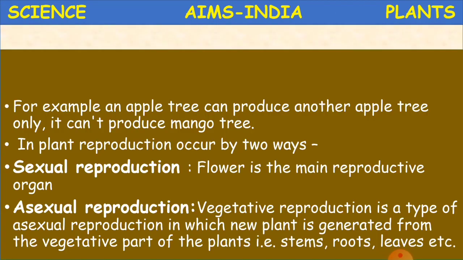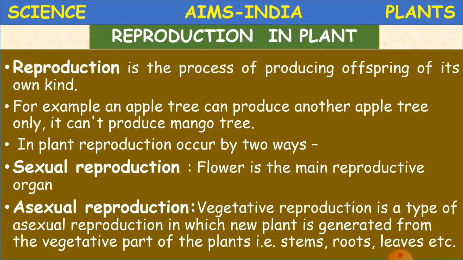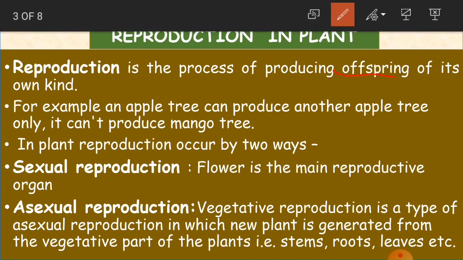Now we'll see the remaining plants, that is about reproduction. Reproduction in plants. How does reproduction take place in a plant? Reproduction takes place in many ways. We'll discuss how. Reproduction is the process of producing offspring of its own kind. So what is offspring, children?